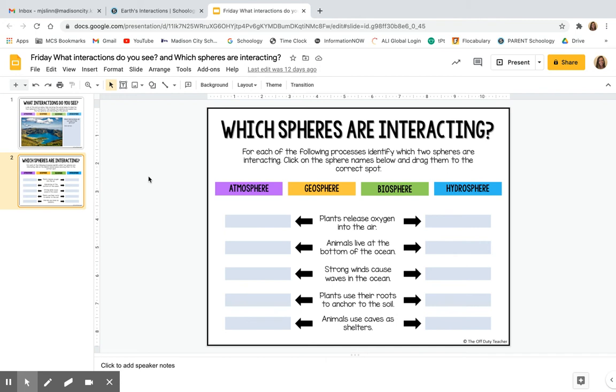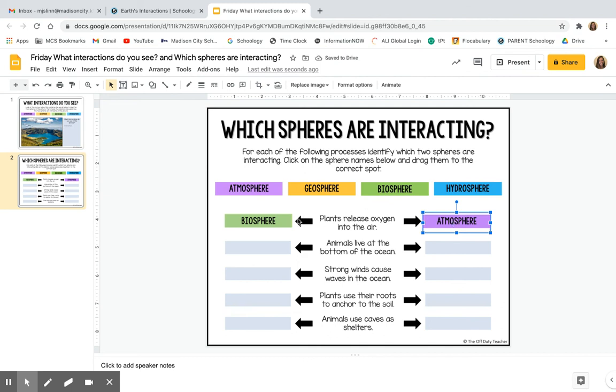So for example, this first example says plants release oxygen into the air. Plants are part of the biosphere. Releasing oxygen into the air is an example of the biosphere interacting with the atmosphere. So you would click and drag biosphere and atmosphere to show the interaction.